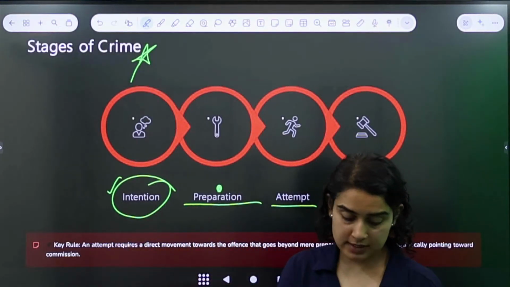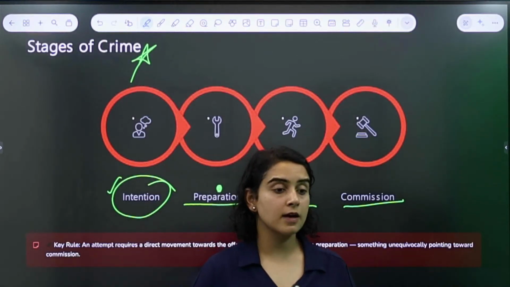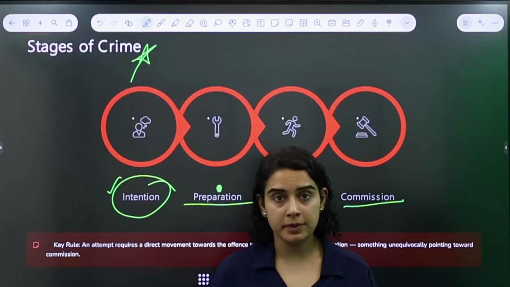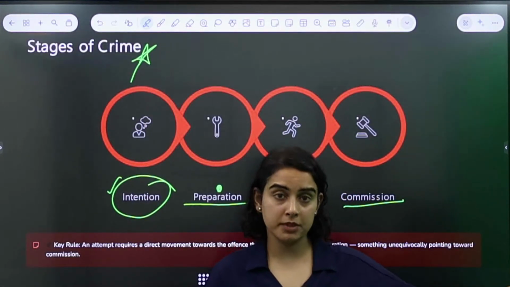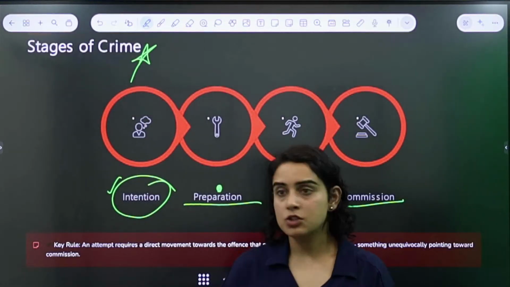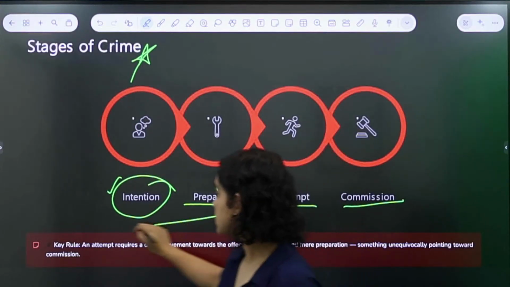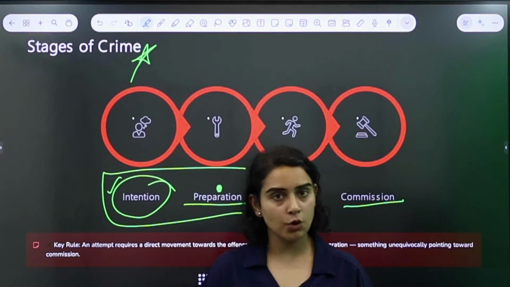However, your preparation stage will also show whether there is an intention or not. If someone is arranging for a gun or any weapon, it shows that this person has an intention to harm the other person, an intention to commit a crime. So these two stages will reflect the guilty mind of the person.